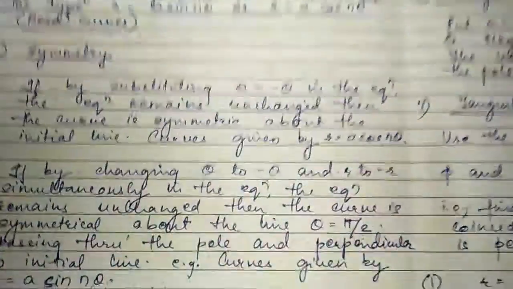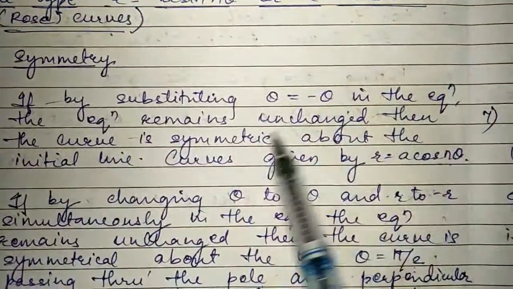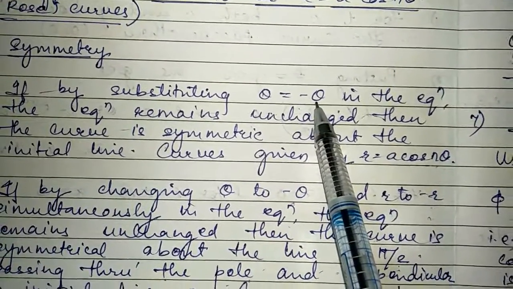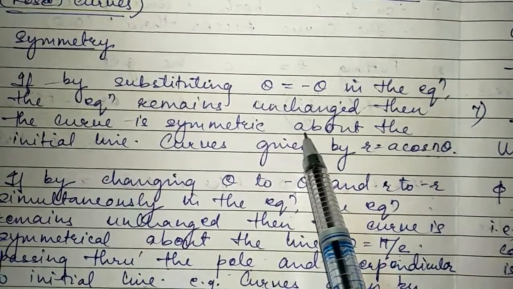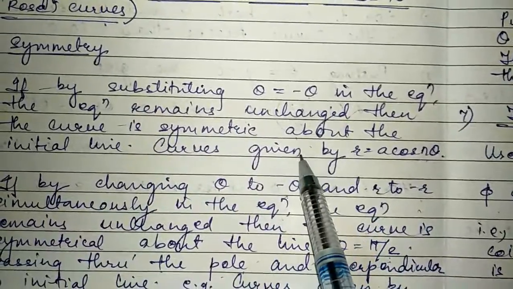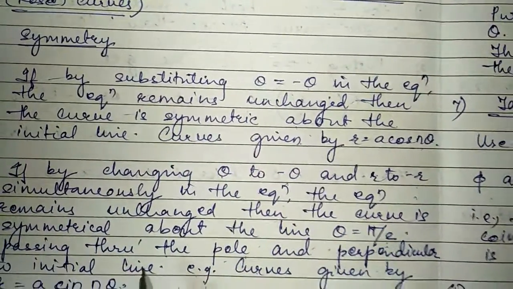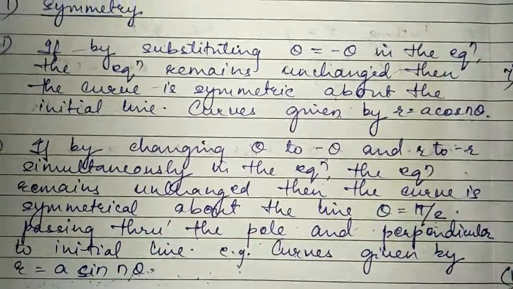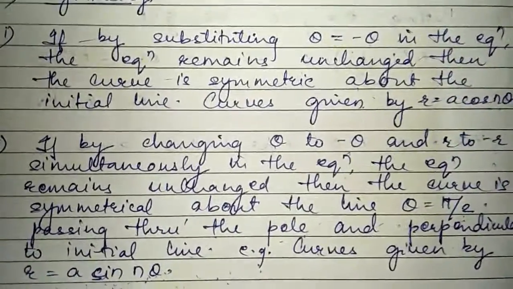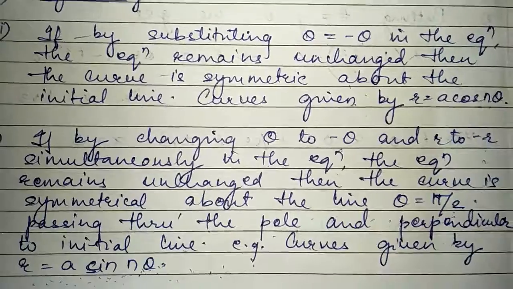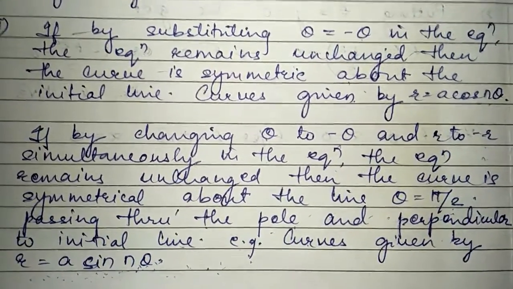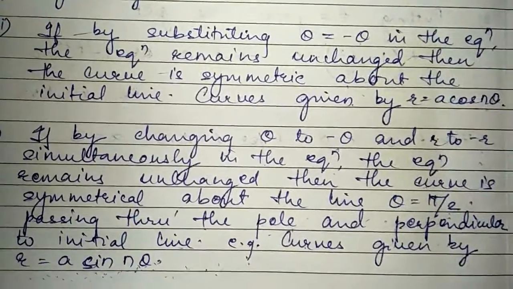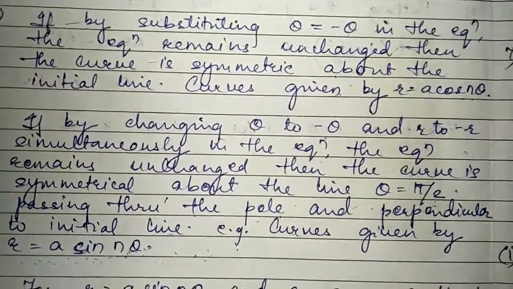So once again we'll revise this. First we substitute theta is equal to minus theta in the given equation, and if the equation remains unchanged, then the curve is symmetric about the initial line. Next, if we change theta to minus theta and r to minus r simultaneously and the equation remains unchanged, then the curve is symmetrical about the line theta is equal to pi by 2.